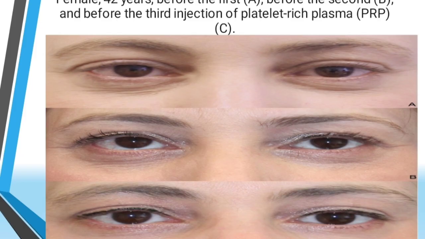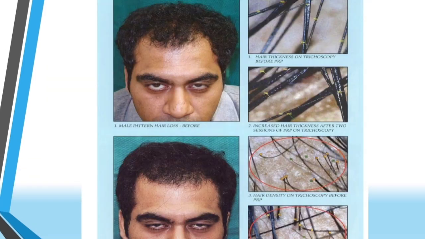So here is the picture from a study, a follow-up case, prior to PRP and after the first, second and third sittings of PRP. We can see the decrease in hollowness around the eyes, decrease in pigmentation and decrease in fine lines. This is a follow-up case of androgenetic alopecia. In trichoscopy, we can see the increase in hair shaft diameter and hair follicular density.